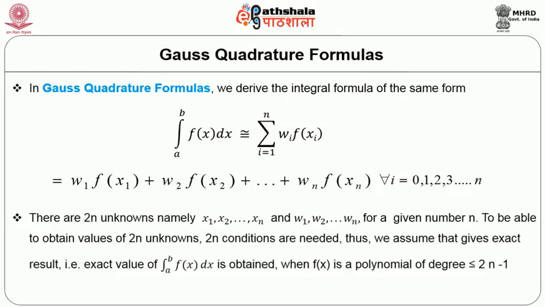So if we try to derive the general form, there are 2n unknowns x1, x2, ..., xn and weights w1, w2, ..., wn. In order to find the formula, we will assume that this formula gives us exact answer when f(x) is a polynomial of degree less than or equal to 2n minus 1. So the formula will be of precision 2n, giving correct results for polynomials of degree 0, 1, that is 1, x, and so on up to degree 2n minus 1.